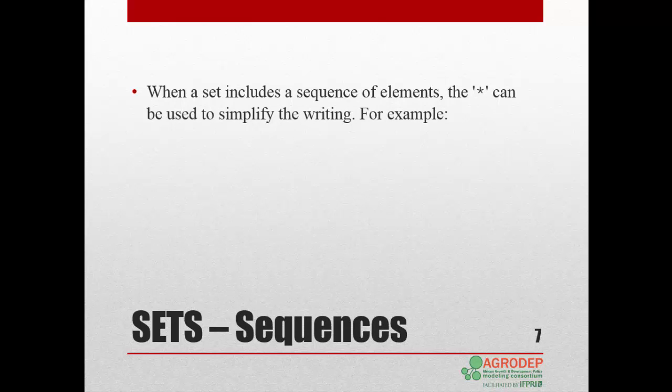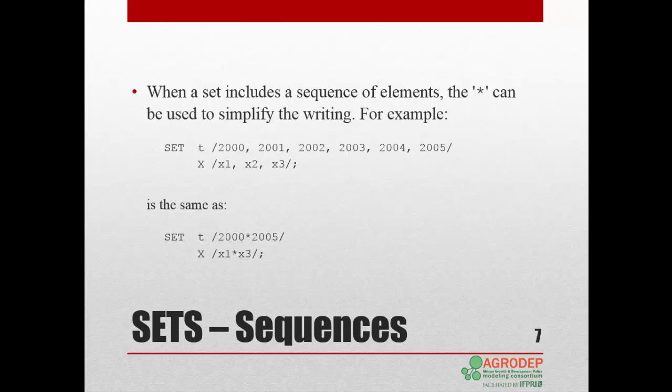When a set includes a sequence of elements, the asterisk can be used with the beginning and end of the sequence to simplify the writing. Take the two following examples. In the first one, we have a sequence T of years from 2000 to 2005. And in the second example, we have a sequence X of terms containing both a letter and a number. We can simplify the writing of these sequences by inserting an asterisk between the first and last element of the set. Note that in both cases, the numbers must change sequentially.